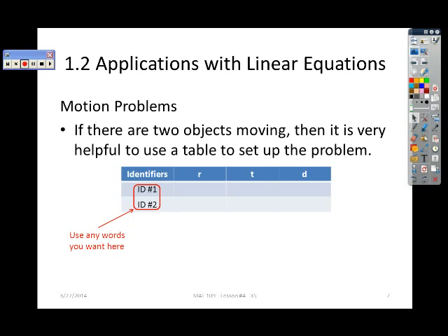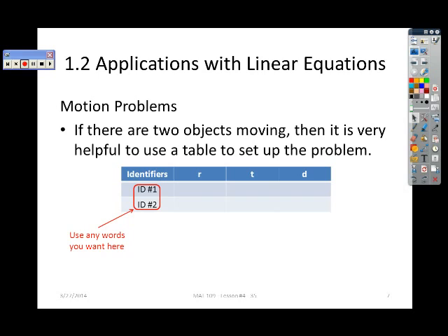Probably it's best to use something meaningful there to help you identify. Like if you have 2 cars, car 1 and car 2, 2 people, person 1, person 2, something of that sort. Some kind of identifier so that you know that everything you enter on this row is going to pertain to that thing. And everything you enter on this row will pertain to that one. But you can call it anything you want. That's the first column. The other 3 columns are rate, time, and distance.